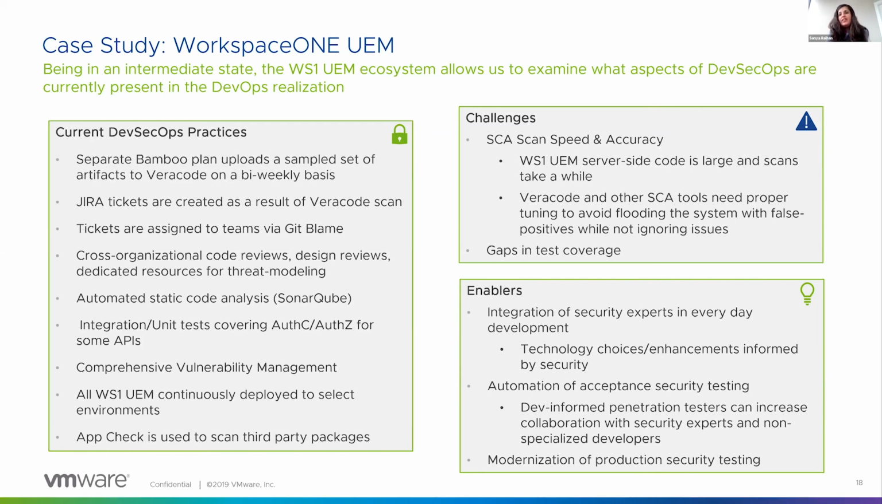There are also obviously challenges that come along. One bigger challenge is that our server-side code is large and everything takes long, including scan and build pipeline and stuff like that, so we have to constantly try to reduce that. And Veracode or even other SAST tools need proper tuning to avoid flooding the system with false positives. And there are also some gaps in automated testing. So these were the challenges that we identified while trying to up our game in security, basically.